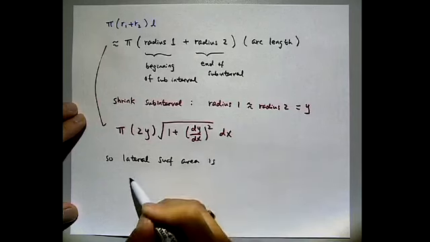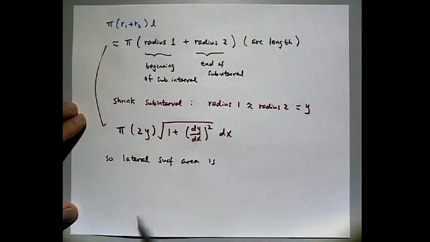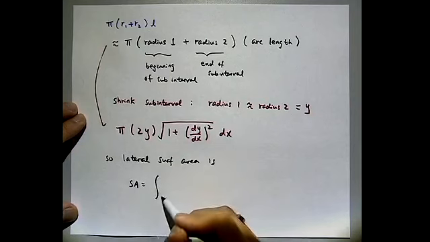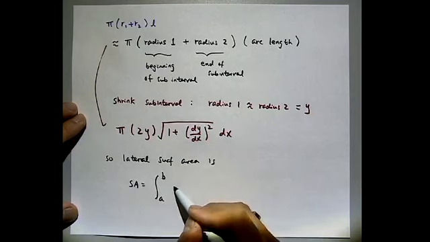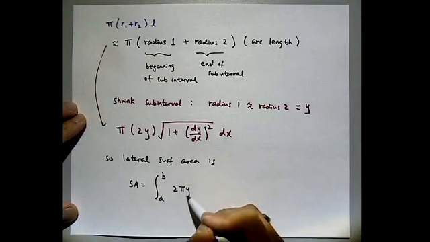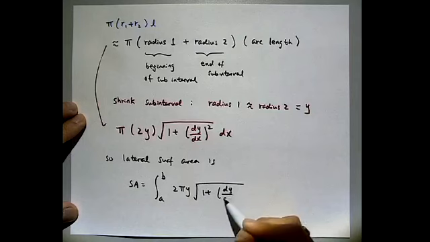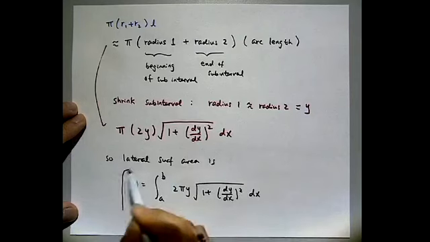So in this case, the lateral surface area, the book uses capital S. I'm not going to do that. I'm going to do just surface area. It's the integral from a to b of 2 pi y radical 1 plus (dy/dx) squared dx.